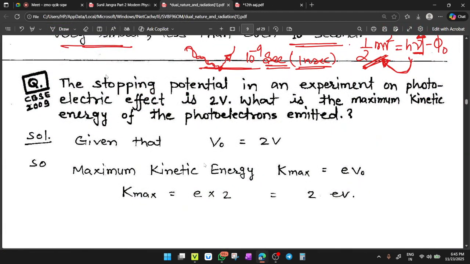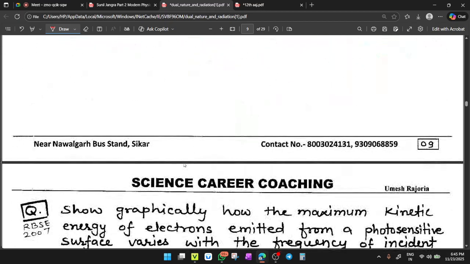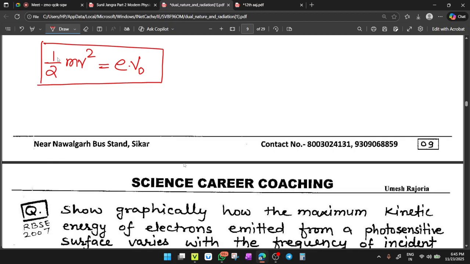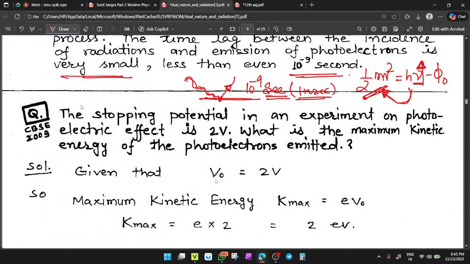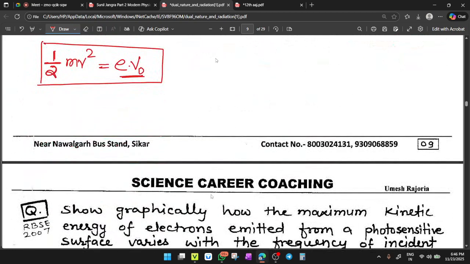Okay, next question. Yesterday we have seen the concept that maximum kinetic energy, half mv square, is equal to eV naught. Yes or no? Yes. The maximum kinetic energy is controlled by eV naught. So the question related to this concept: the stopping potential of an experiment in the photoelectric effect is 2 volt. So V naught is given here as 2 volt. What is the maximum kinetic energy of the photoelectrons emitted? So what is maximum kinetic energy?